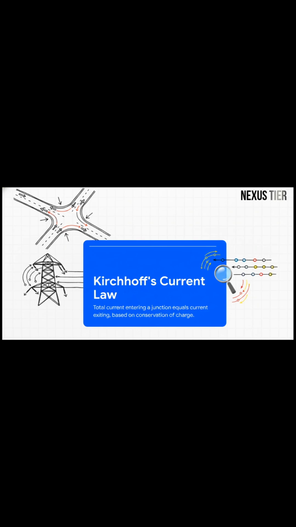Kirchhoff's current law, or KCL, acts as our junction rule. It strictly states that the total current entering any junction must absolutely equal the total current exiting it. This is totally rooted in the fundamental conservation of charge. Electrons simply don't disappear, and they don't pile up at a wire intersection either.